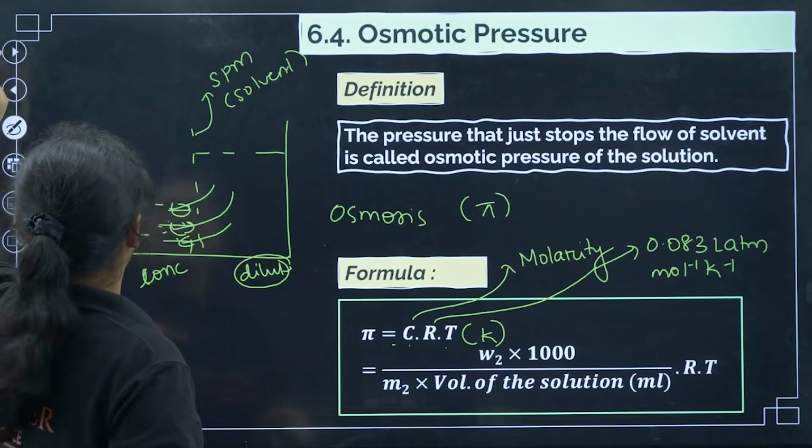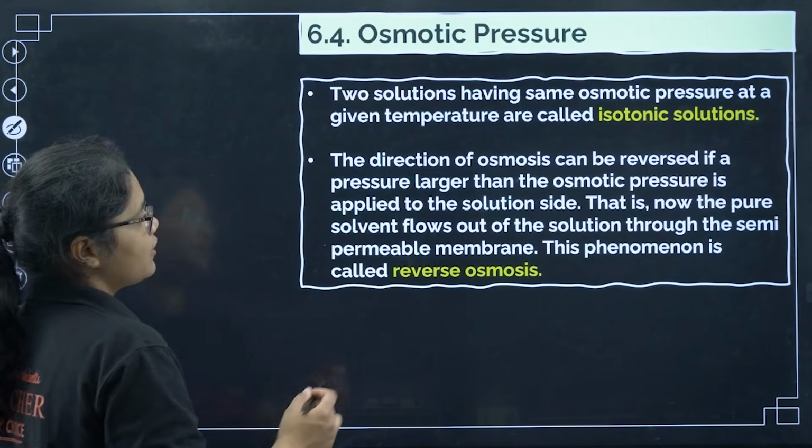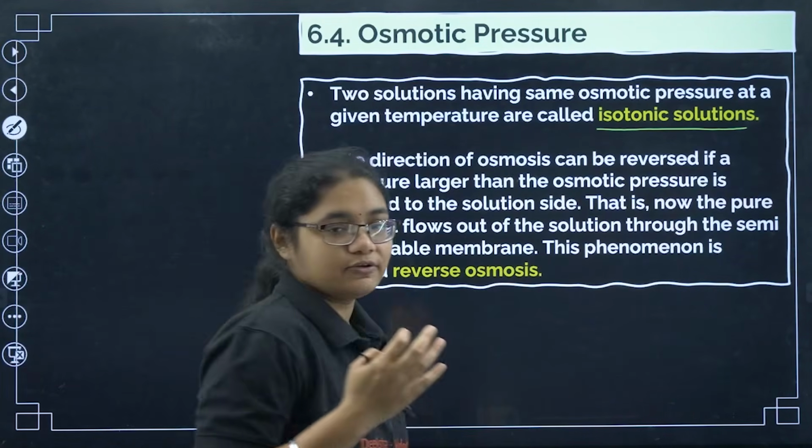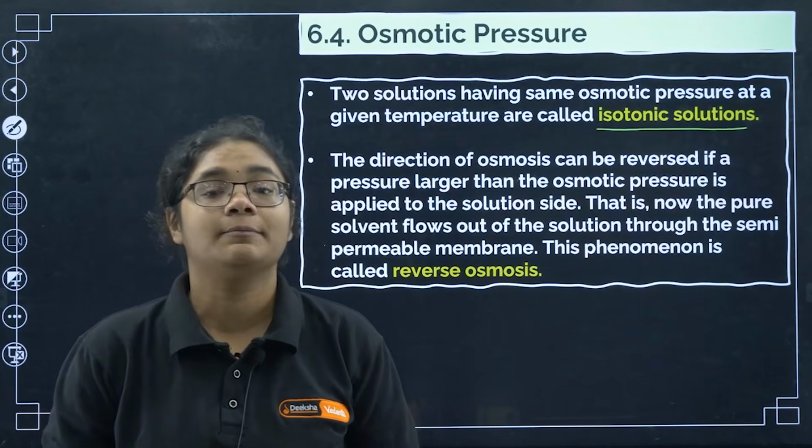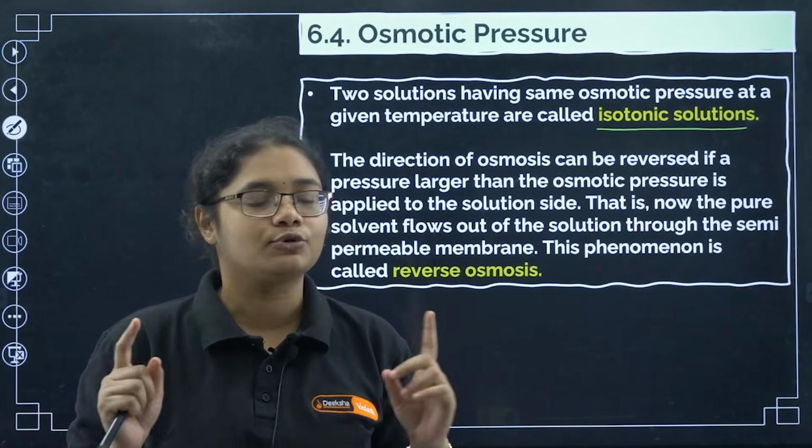Next we have something called an isotonic solution. If two solutions have equal osmotic pressure, then we call it an isotonic solution.